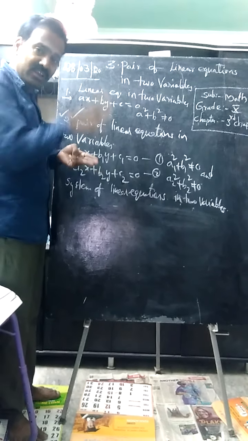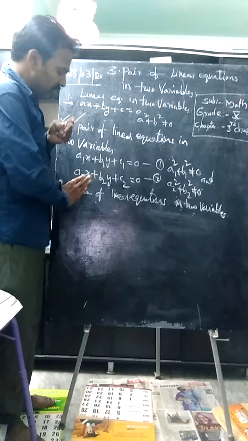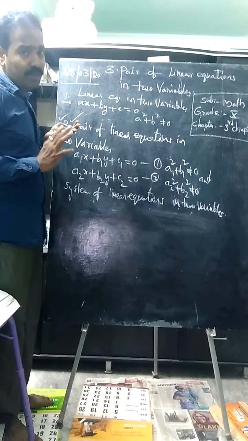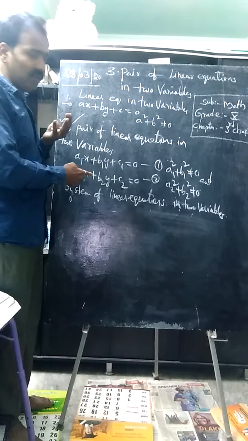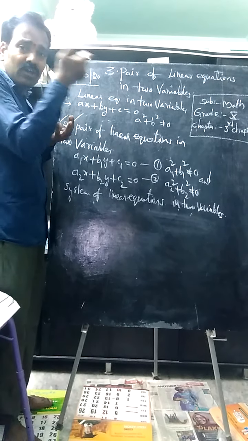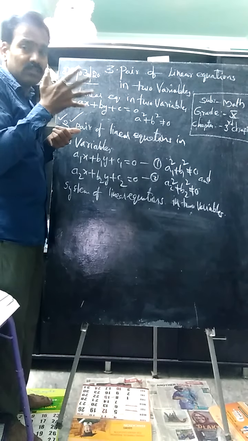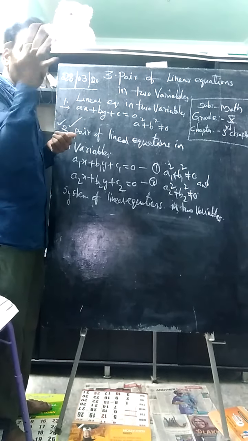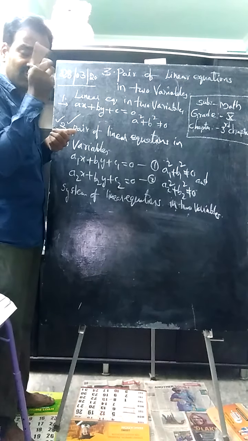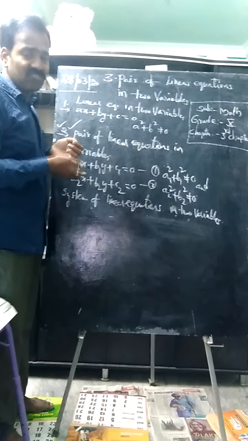to solve the pair of linear equations in the form a1x plus b1y plus c1 is equal to 0, a2x plus b2y plus c2 is equal to 0. And in the fourth exercise you will learn about the elimination method, how to solve a pair of linear equations in two variables. And the fifth exercise you will learn about the cross multiplication method. Sixth exercise you will learn about reducing into a pair of linear equations in two variables. Totally we have 6 exercises, 6 parts.